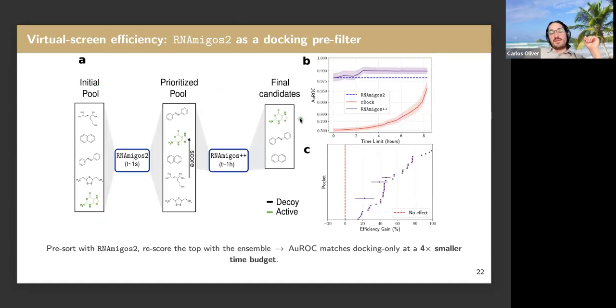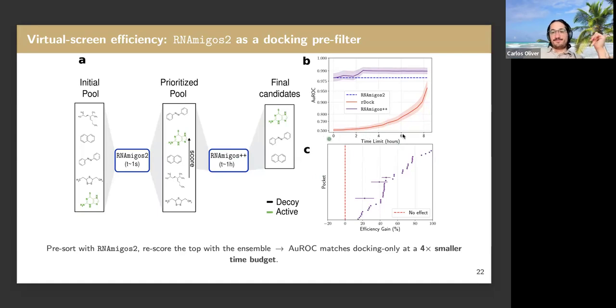The other thing that we found is that the RNamigos model and docking models are actually complementary. So you can use them in conjunction, and that gives you a boost in performance and efficiency in screening libraries. So if you think of having a large initial pool of compounds, you might want to use a really rapid screening tool like RNamigos that can sort them in order of how promising they are in under a second. And then you might have some time left over. If you want to increase the confidence of your sorting, you'll maybe pick the top few that RNamigos gives you and rescore them using docking. So this is what we call RNamigos plus plus.